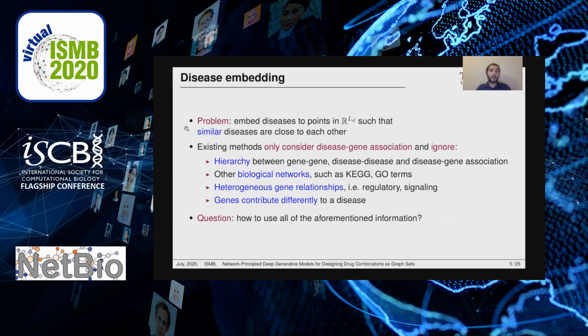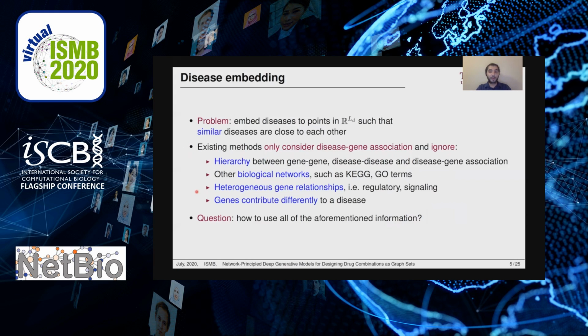So formally, the problem of disease embedding is we want to embed diseases to points in R^d such that similar diseases are close to each other. But existing models only consider disease-gene association and ignore a lot of information. For example, the hierarchy between gene, disease, and disease-gene association, or other biological network information that we have, for example, KEGG pathways, GO terms, or heterogeneous gene relationships, the edge between two genes.